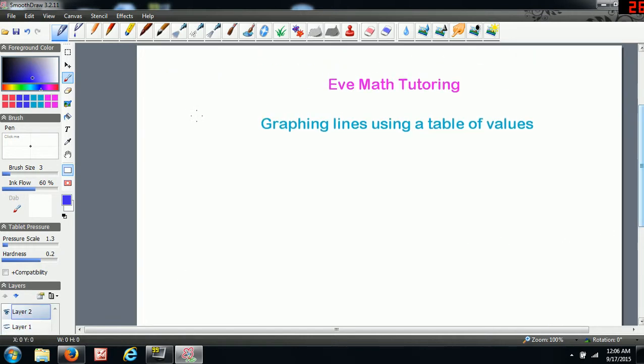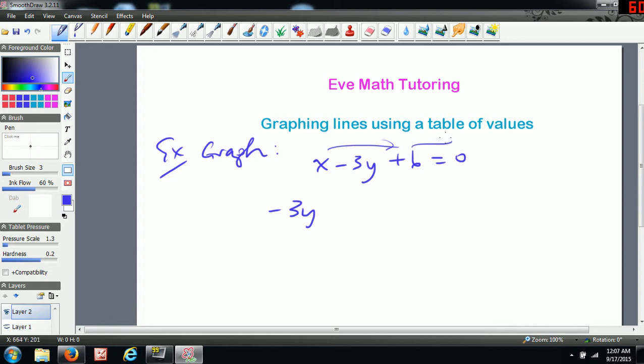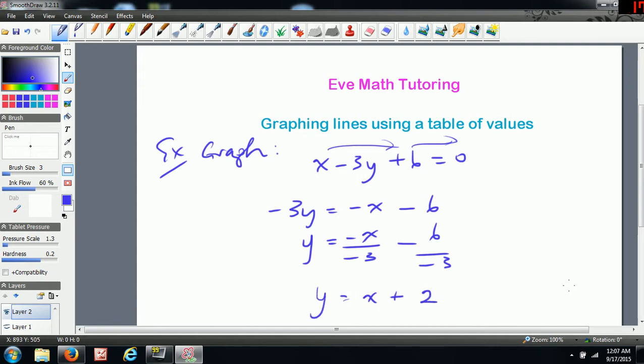Say you were given this one, x minus 3y plus 6 equals 0. So again, you want to isolate y. So I'm going to bring this and this over to the other side. So they both become minus, the sign changes. And I'm going to divide everything by -3. So this becomes x plus 2.